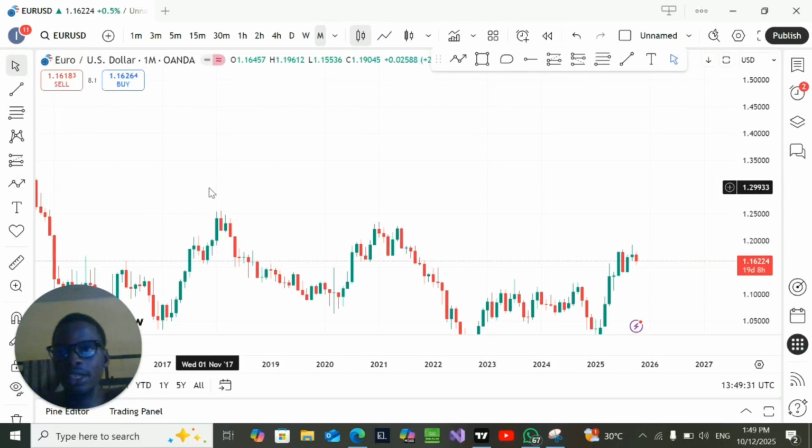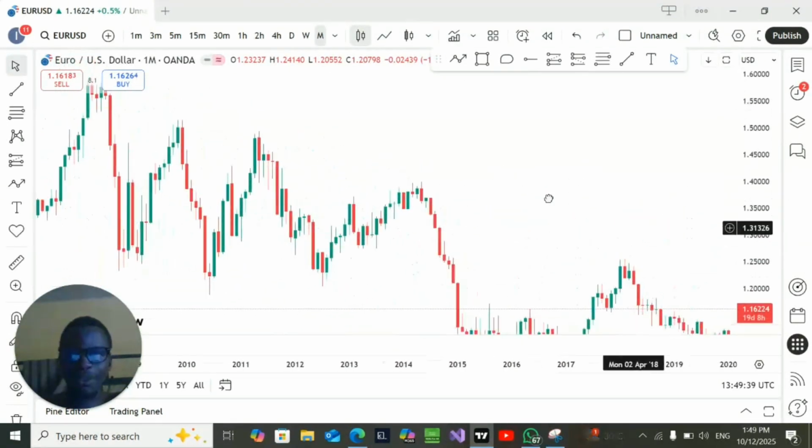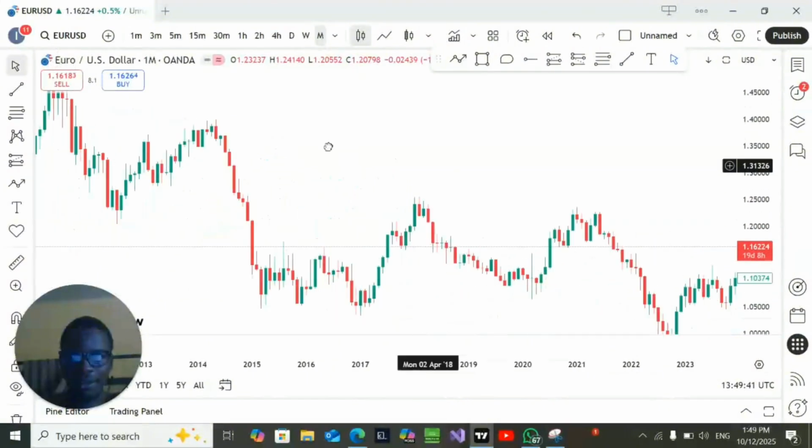So this is the Euro USD chart on the monthly time frame. Okay, so you could see that the market is very bearish. The market is very bearish now.